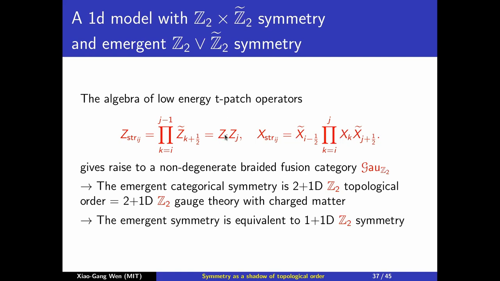And these two string operators have the same algebra as my Ising model example. So we can do that calculation and say that actually the braided fusion category coming from this low energy patch operator is a Z2 gauge theory in the bulk.